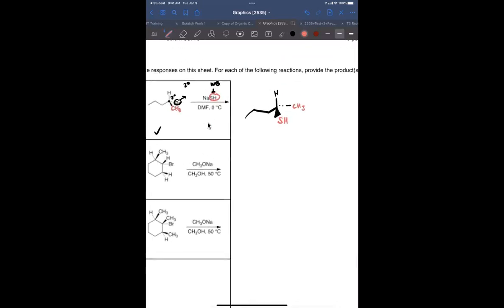If you write it like this, CH3, H, SH, and as long as you write stereochemistry, this is S, as long as you write that, you'll be fine. But I don't see why you wouldn't just draw it like this. It's a lot easier to just, again, flip that over to the dashed.